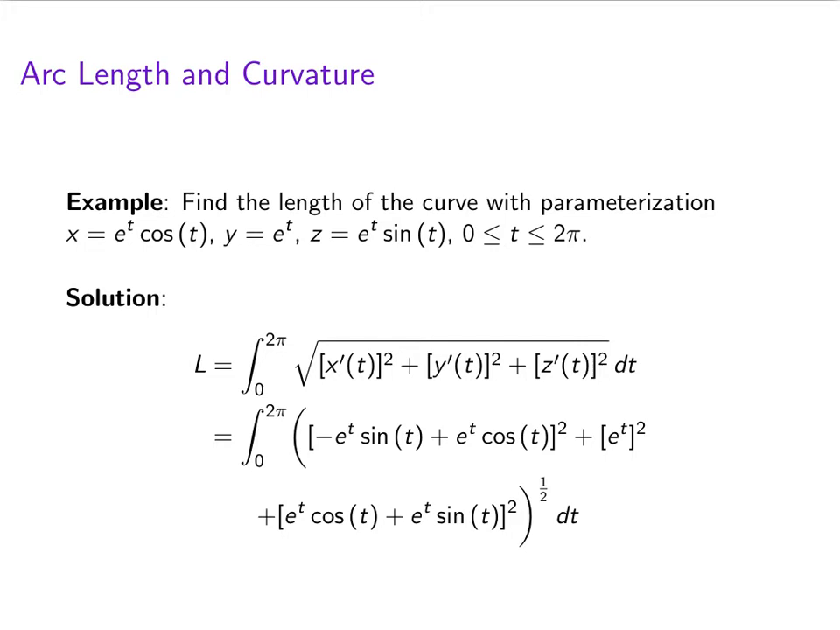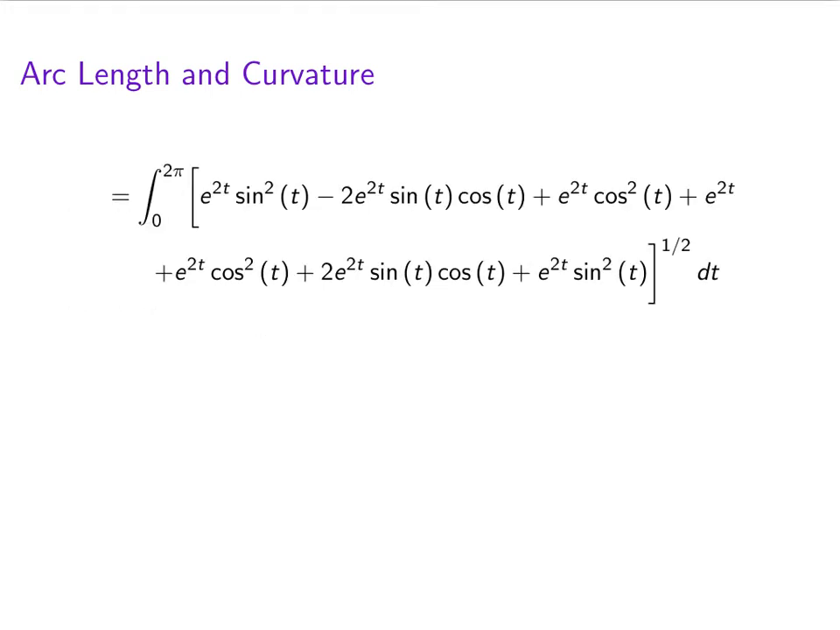The next thing that we're going to have to do is try to simplify this whole mess. So I think things are going to get a little worse before they get better. We've got to square the x prime, and that's what you see here. So this is what happens when we square x prime. Here's y prime squared. Here's z prime squared. And again, everything is raised to the 1/2 power. That's just part of the formula for arc length.